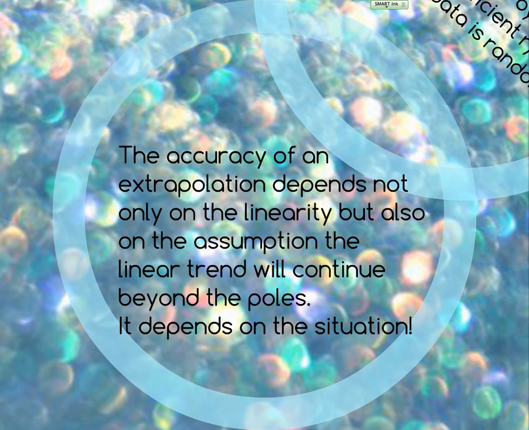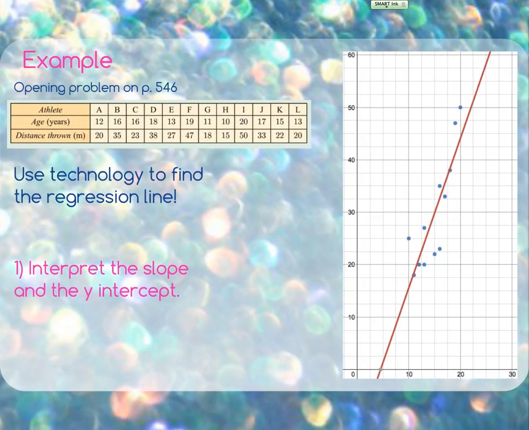So after this, we're going to take a look at an example and do a few different things with the same set of data. This is data from your textbook, the opening problem on page 546. I think this is actually the example with the javelin throwing. I think I was confused when I said different example. But we've got a bunch of athletes without names, A, B, C, and D, and so on, their age in years, and then the distance thrown.